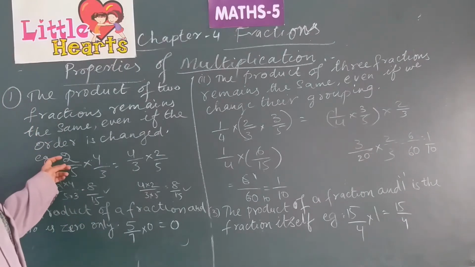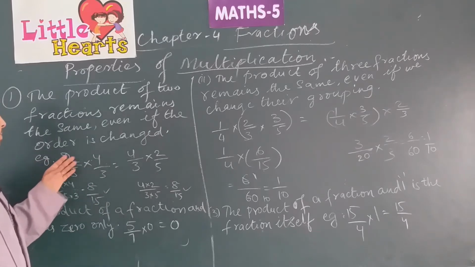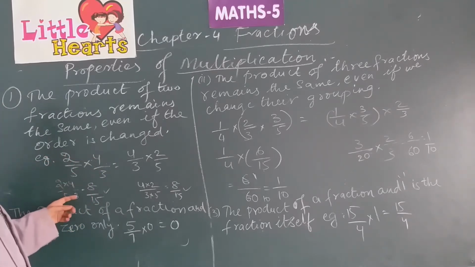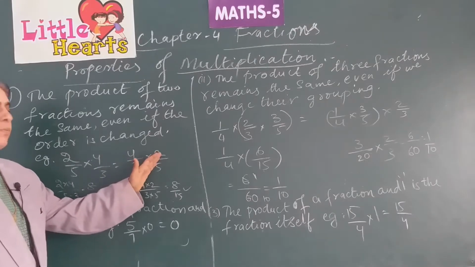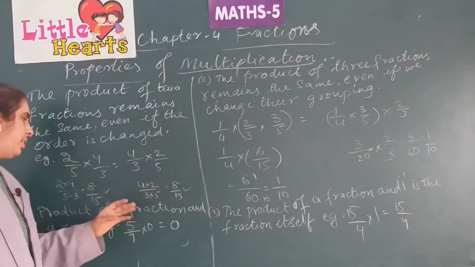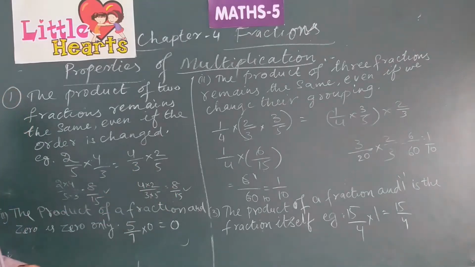So take the two fractions 2 by 5 and 4 by 3 and first multiply in the same order: 2 by 5 and 4 by 3. 2 into 4 by 5 into 3, that is 8 by 15. Now reverse the fractions. 4 by 3 into 2 by 5 and multiply them. 4 into 2, 3 into 5, that is 8 by 15. There is no change in the result or the product. The product remains the same.